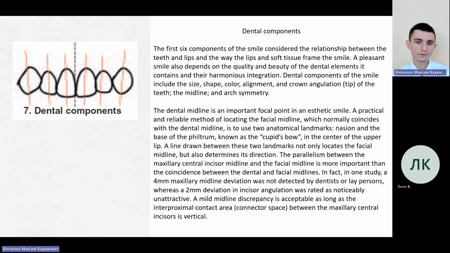The parallelism between the maxillary central incisor midline and the facial midline is more important than the coincidence between the dental and facial midlines. In fact, in one study, a 4 mm maxillary midline deviation was not detected by dentists or lay persons, whereas a 2 mm deviation in angulation was rated as noticeably unattractive. A mild midline discrepancy is acceptable as long as the interproximal contact area, or connecting space, between the maxillary central incisors is vertical.